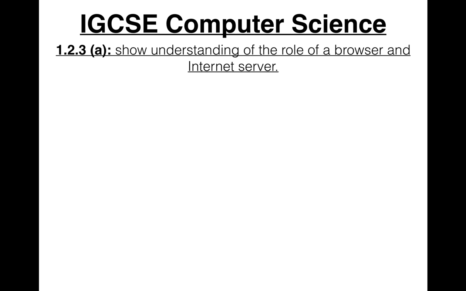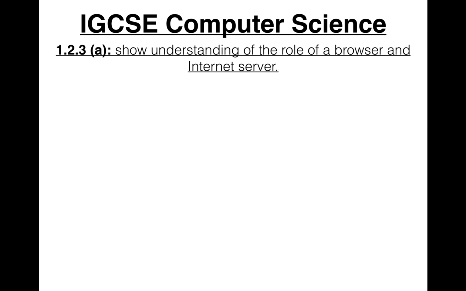IGCSE Computer Science Syllabus Statement 1.2.3a: show understanding of the role of a browser and internet server. So, this is the topic Internet Principles of Operation, and this basically talks about the internet and a bit of how it works. But again, you'll learn more about the internet in the security topic, where we actually look at how security and the internet work together.